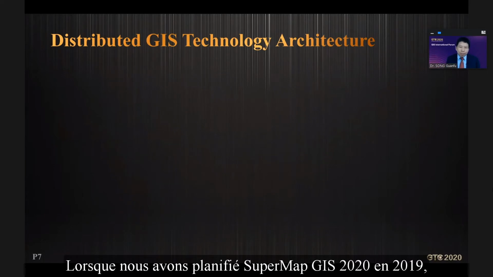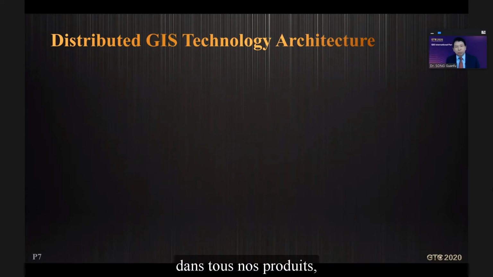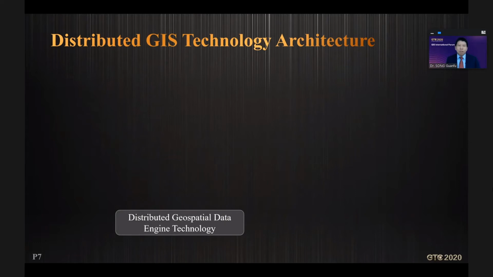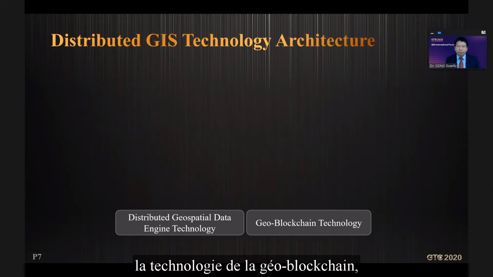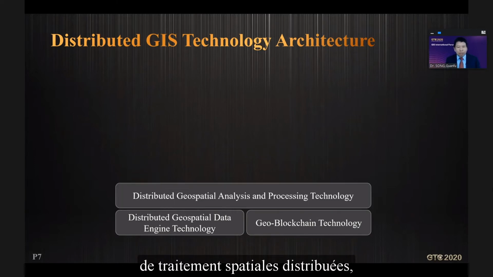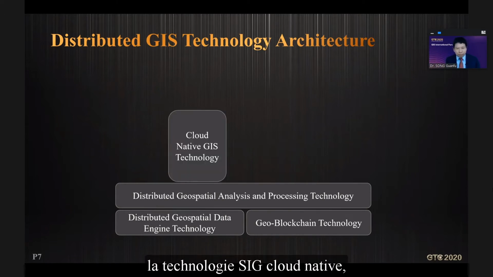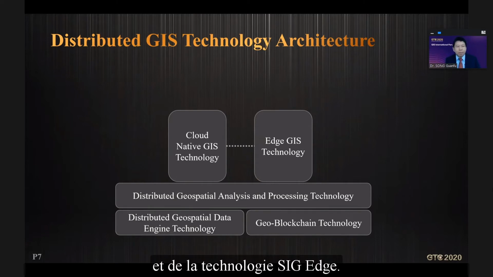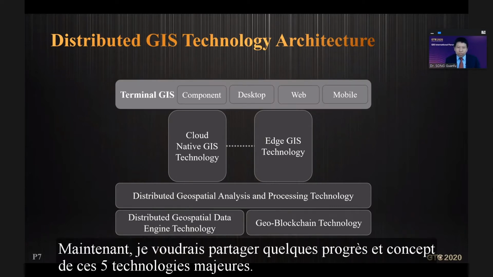So we can build the architecture of distributed GIS technology. It consists of 5 major technologies. They are distributed spatial data engine technology, Geo-Blockchain technology, distributed spatial analysis and processing technology, cloud native GIS technology, and Edge GIS technology. Now, I would like to share some progress on these.